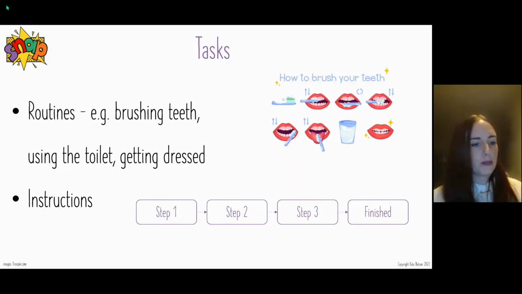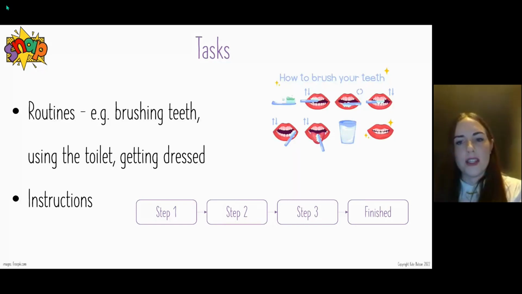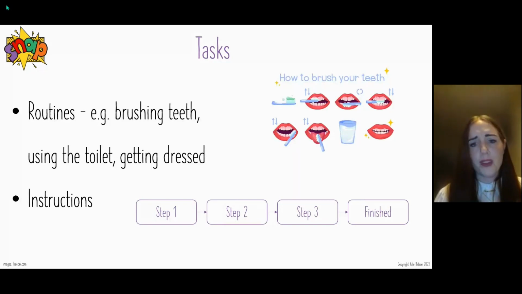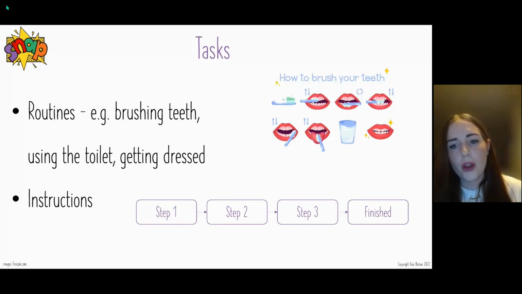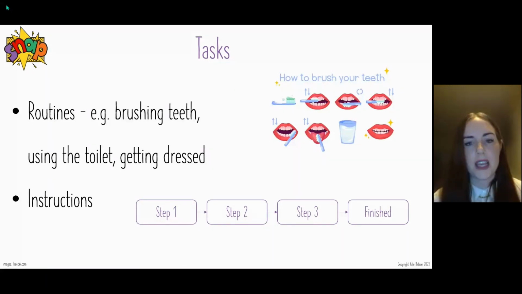Instructions, particularly breaking things down into little chunks. Here's step 1, step 2, and what our end goal is. It might help with things like homework, or even again the routines and the different daily tasks.